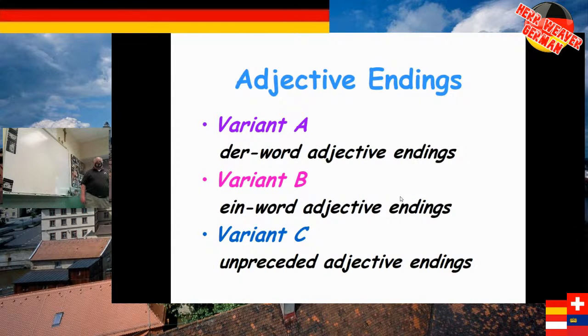Variant A. "Der" word adjective endings. Now, that doesn't make sense. What it means by that is this. They should call it definite article adjective endings. What do all the definite articles mean? Der, die, das, den. What do they all mean? The. That's all they mean. Don't make it any more complicated than that.